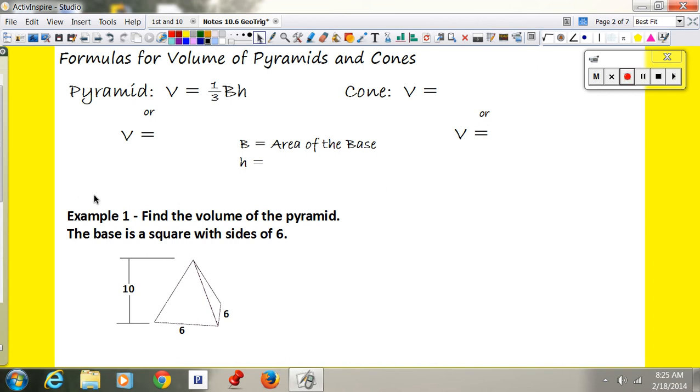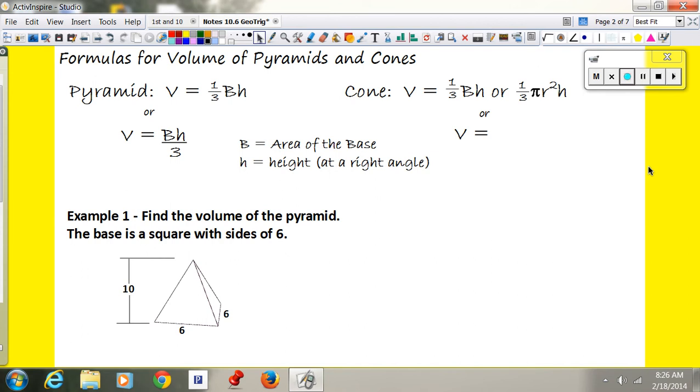Now, I could also rewrite this formula like this. I actually prefer it like that because I don't like really dealing with fractions that much. So I would multiply the area of the base times the height, and then just divide the whole thing by 3, because multiplying by 1/3 is the same thing as dividing by 3. Now remember, the H stands for what? The height at a right angle, not the slant height, not going up the side, it's the height of the pyramid or cone itself.